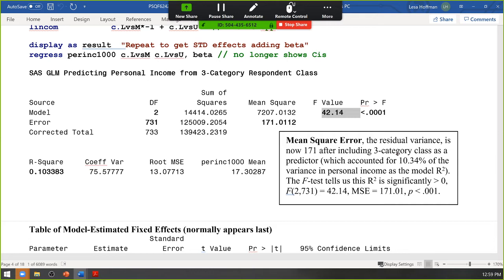In statistical terms, 10% of the variability in the outcome has been explained, is attributable to the predictors in the model. What I had said is all of the reasons why some people make more money than others. That's my layperson's version of what variance means. 10% of those reasons is what is associated with which class they think they're in. That means there's still 90% up for grabs.